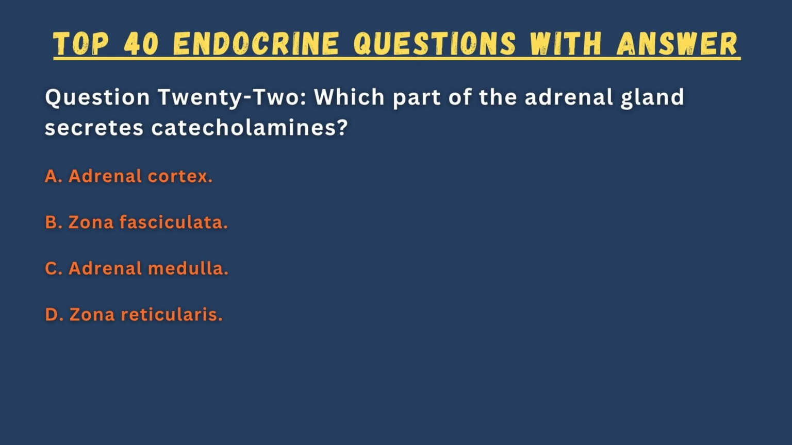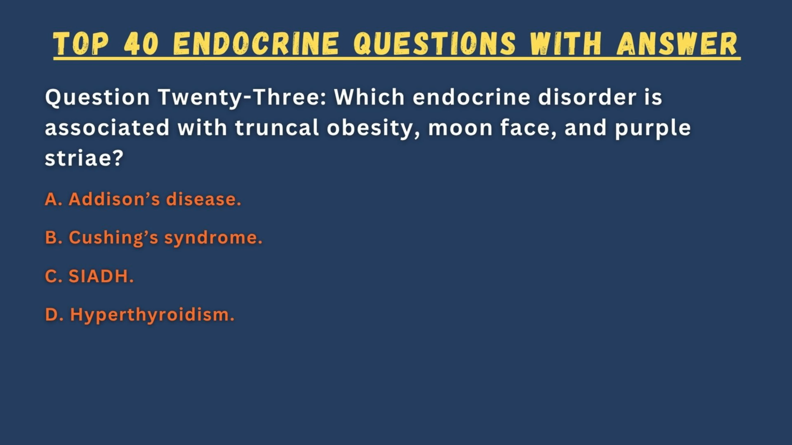Question 22. Which part of the adrenal gland secretes catecholamines? A. Adrenal cortex. B. Zona fasciculata. C. Adrenal medulla. D. Zona reticularis. Answer: C. Adrenal medulla. Question 23. Which endocrine disorder is associated with truncal obesity, moon face, and purple striae? A. Addison's disease. B. Cushing syndrome. C. SIADH. D. Hyperthyroidism.